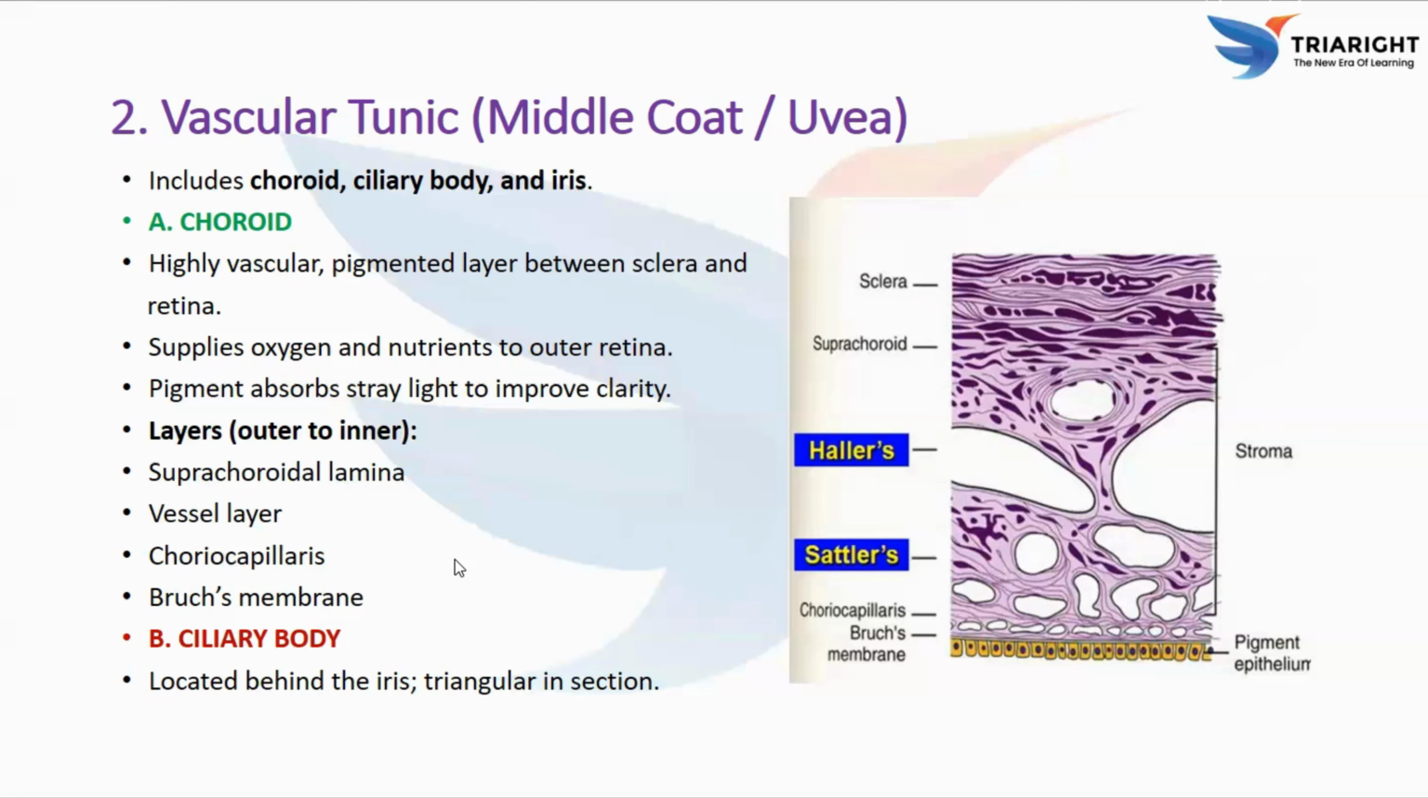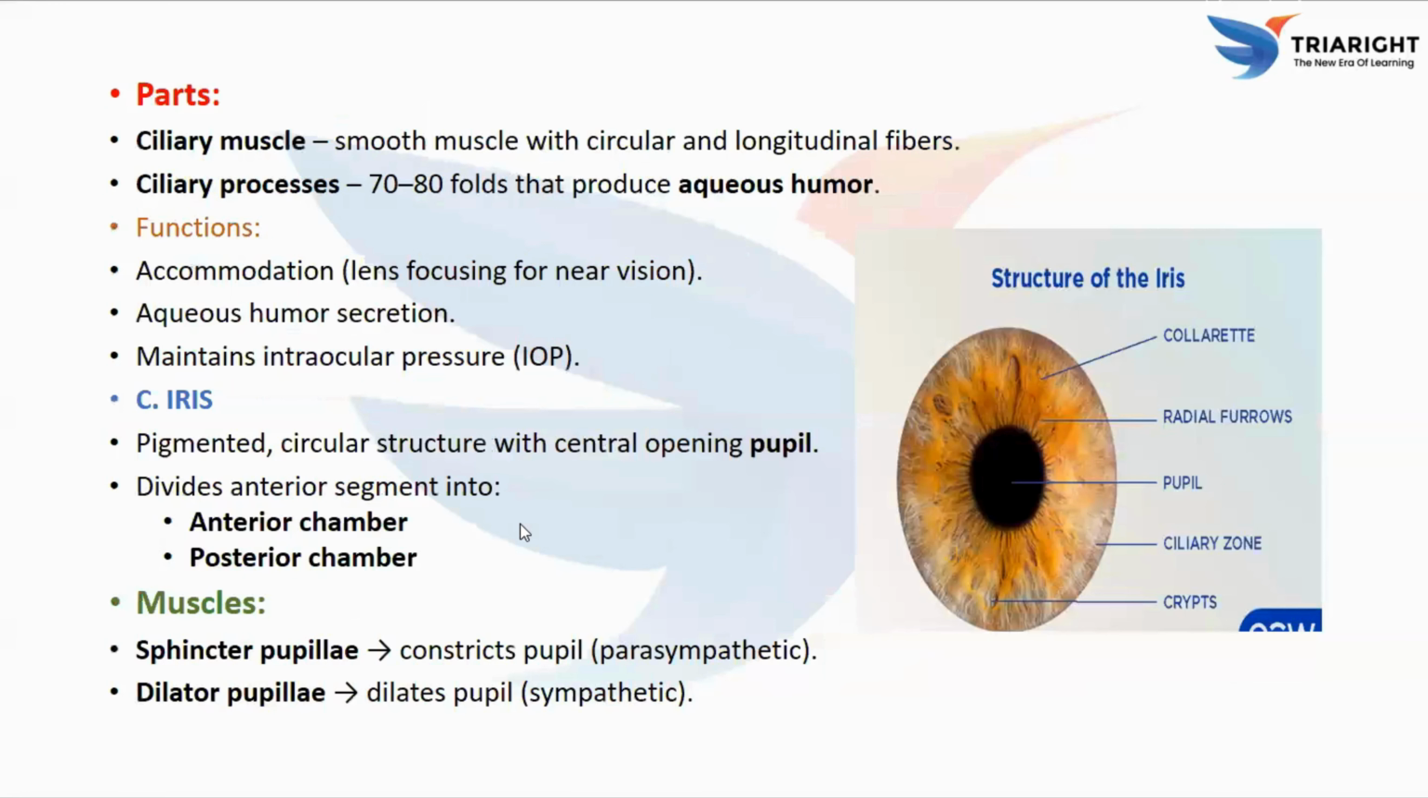So next is the ciliary body. What is the ciliary body? It is located behind the iris and is triangular in cross section. What does it do? It performs three major functions. It produces the aqueous humor. It contains the ciliary muscle for accommodation, that is, changing the lens shape for near or far vision. It also anchors the lens via zonular fibers.